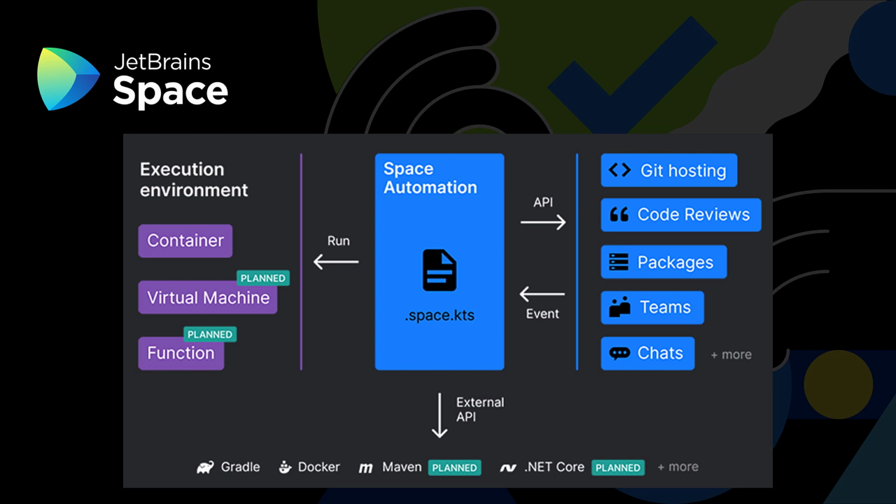So this means that you could trigger a build when a code review is opened and maybe report back the status to that specific code review based on whether the build succeeds or not. Space automation also works with external APIs, because obviously you want to build your project. So whether you are using Gradle or Docker or Maven or .NET or NPM or whatever, you can run those tasks as part of your Space automation job.